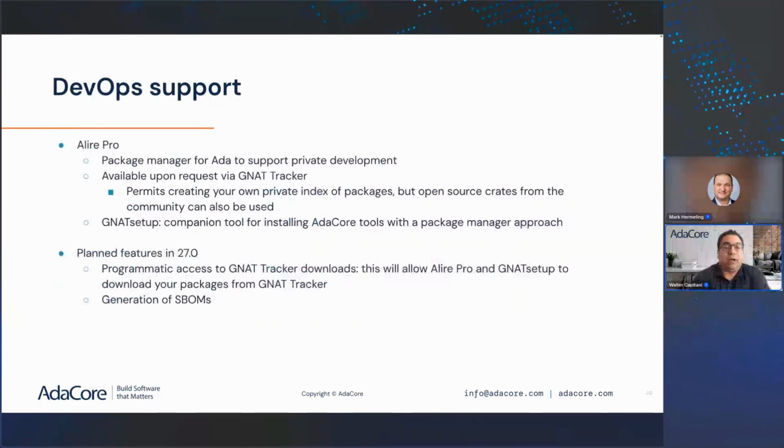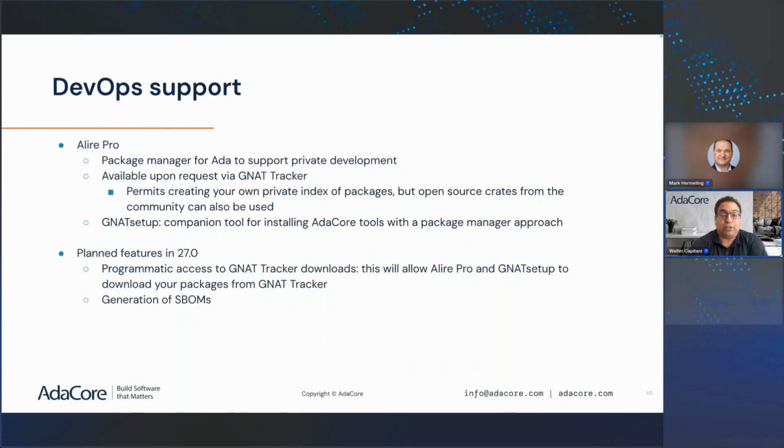We've also introduced Alire Pro. If you're not familiar with Alire, it's a package manager for Ada. Alire Pro is targeted at private source development. This means you can create your own private index of packages, but also can include open source crates from the community. Access to Alire Pro is available on request via GNAT Tracker, and it also comes with GNAT Setup, which is a tool to help install the AdaCore tools using a package manager approach.